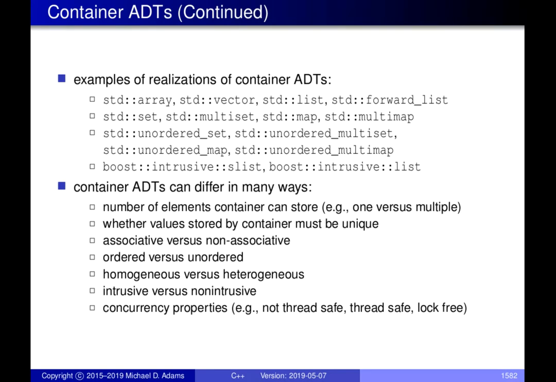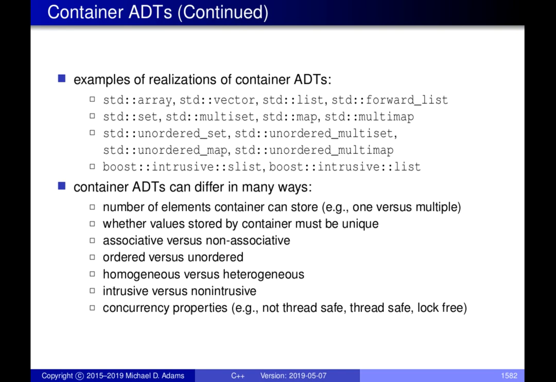So it's intrusive in the sense that some of the implementation is essentially exposed to you, and you may have to do some things in order to be able to use the container. Whereas non-intrusive containers don't do this. They don't expose any of their internals. Everything is hidden, and there are trade-offs between the two. Some are better for some things, some are more critically used for other things. Different containers may differ in their concurrency properties. Some may be thread safe. Some may not be thread safe.